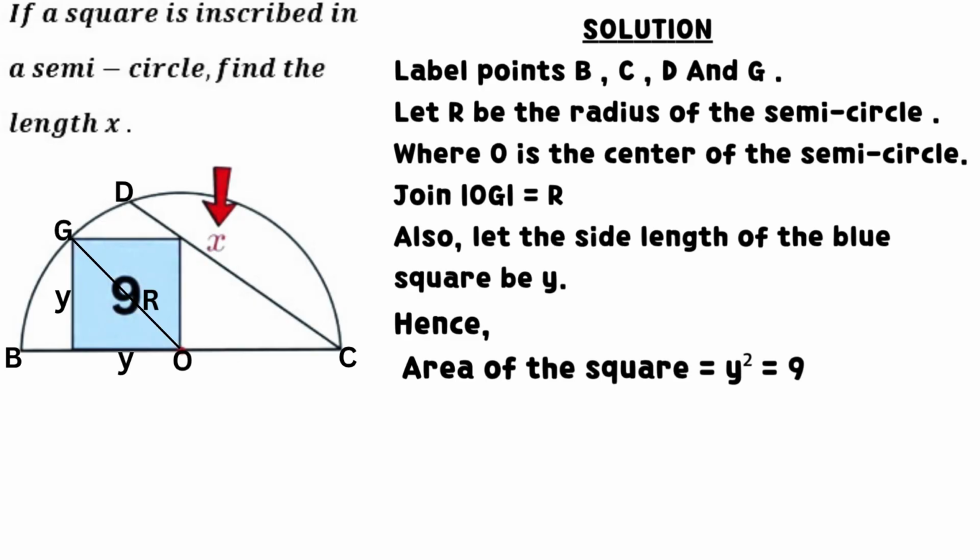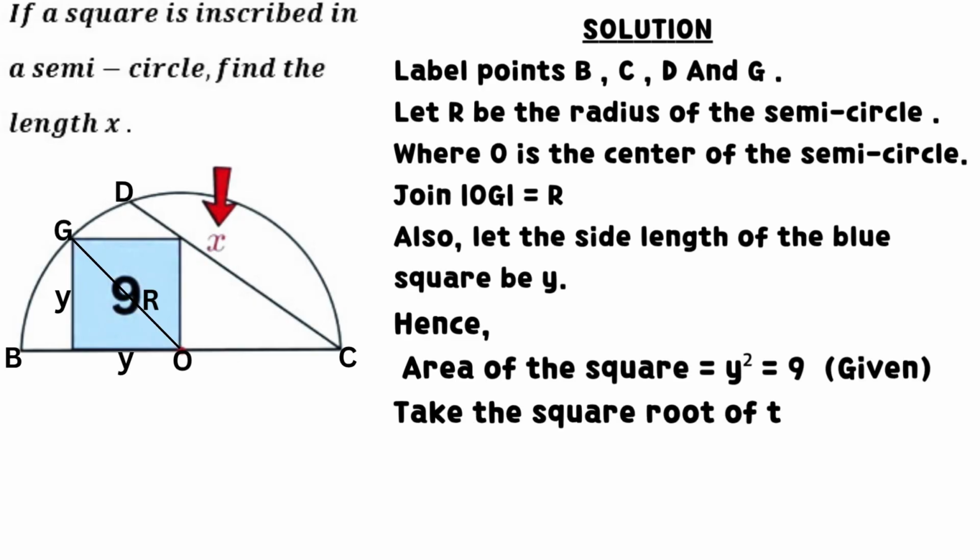Hence, area of the square equals Y squared, which equals 9. Take the square root of the equation. This implies that Y equals the square root of 9, which equals 3.